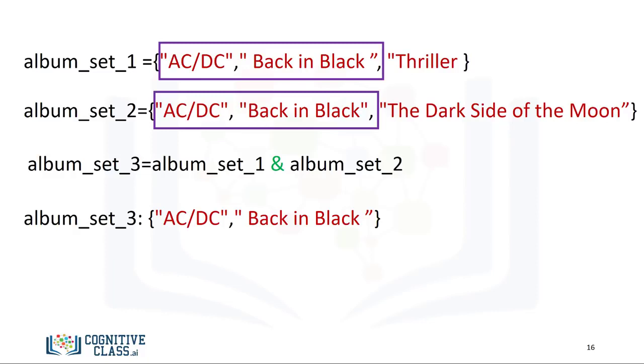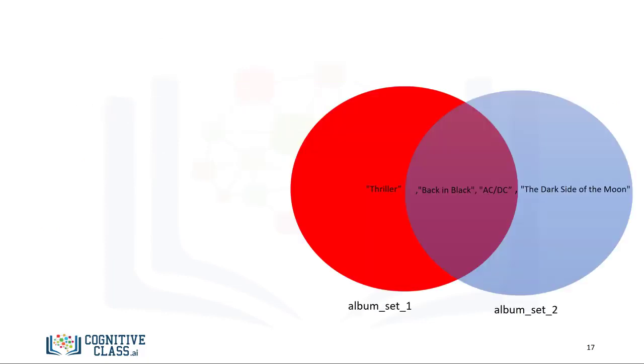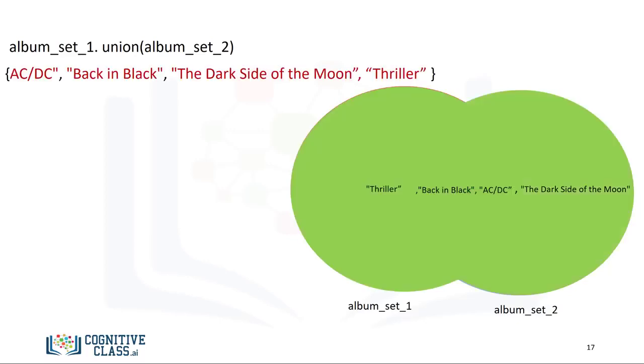The union of two sets is the new set of elements which contain all the items in both sets. We can find the union of the sets, album set 1 and album set 2 as follows. The result is a new set that has all the elements of album set 1 and album set 2. This new set is represented in green.